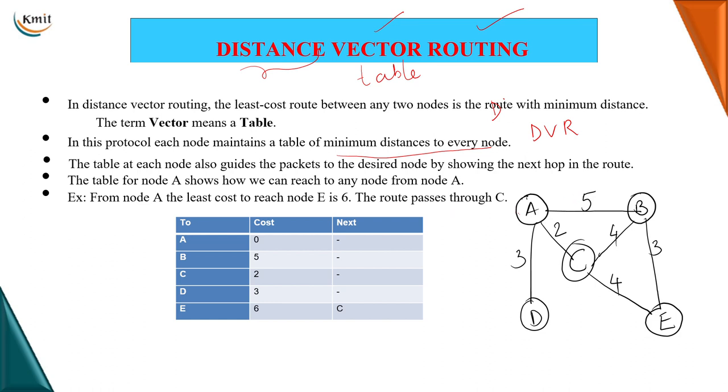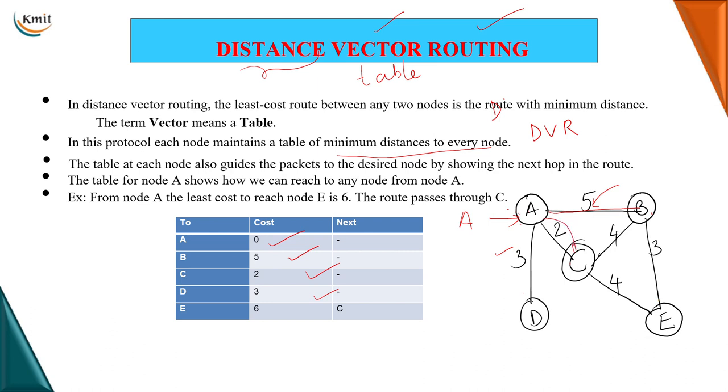Now let us take an example of a small network where, in the graph, the vertices represent the nodes in the network and the edges represent the links in the network. The weight here is the metric or the cost for reaching from one node to another. If I construct a routing table for A, the cost from A to A is 0, from A to B is 5, from A to C is 2, from A to D is 3, and A to E, I cannot reach it directly.